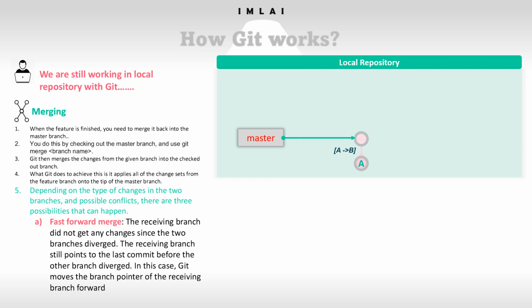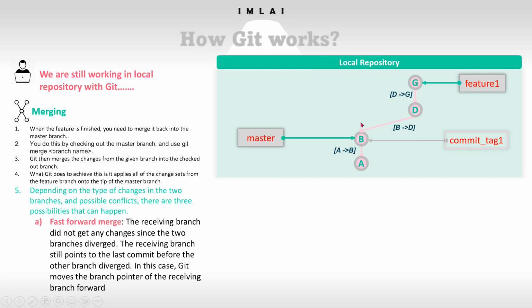The receiving branch did not get any changes since the two branches diverged. I think you got the point. If you look into the picture, you will get it well. The receiving branch still points to the last commit before the other branch diverged. You can see that on the screen. In this case, Git moves the branch pointer of the receiving branch forward. Let me show that.